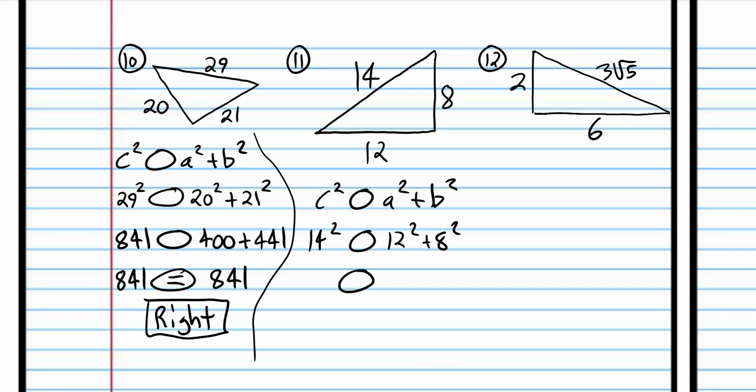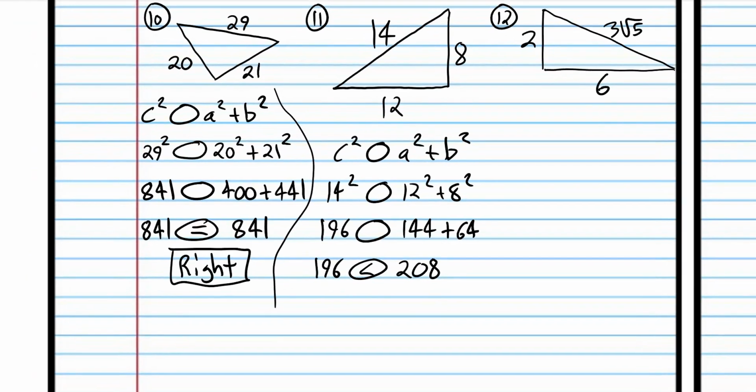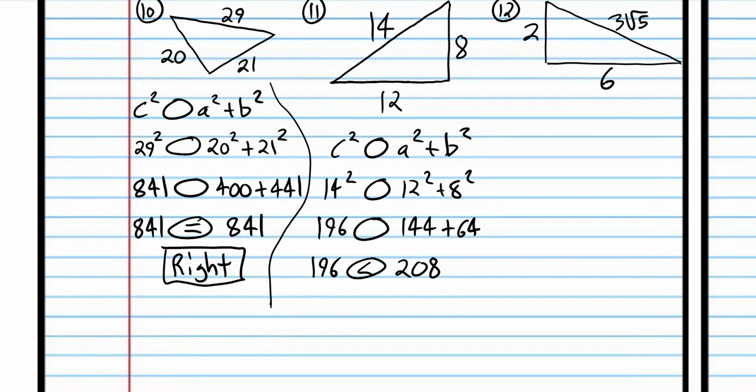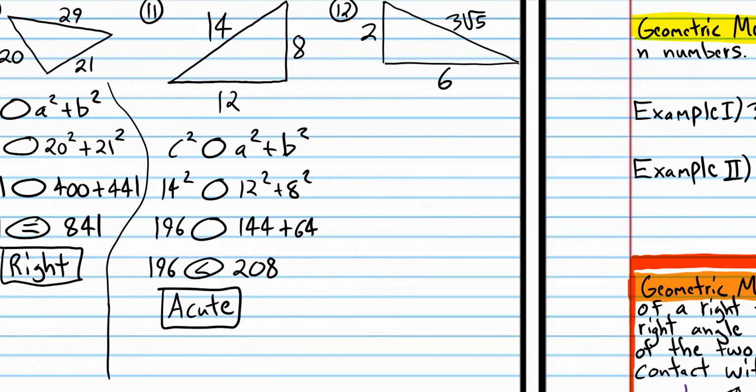14 squared, you can use your calculator for that. 14 times 14 is 196. And we have 144 plus 64. 144 plus 64 is equal to 208. So you can see in this example, c squared is actually less than the sum of the squares of the other sides. So this means that the triangle is acute. So if you got acute, good job.